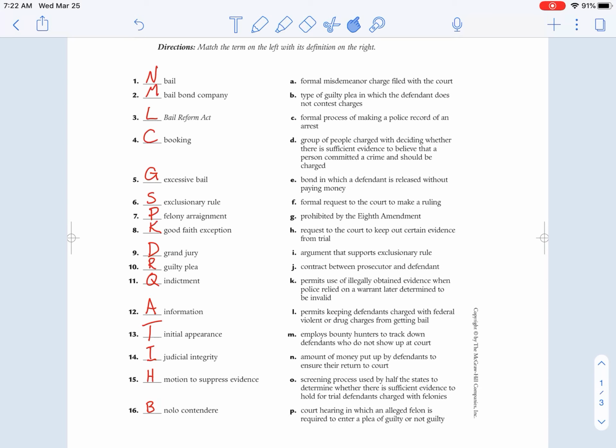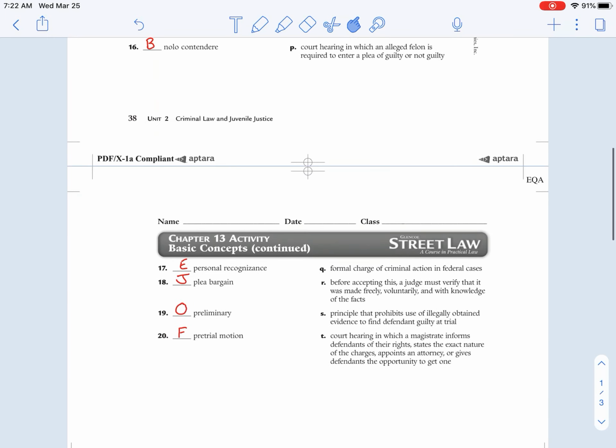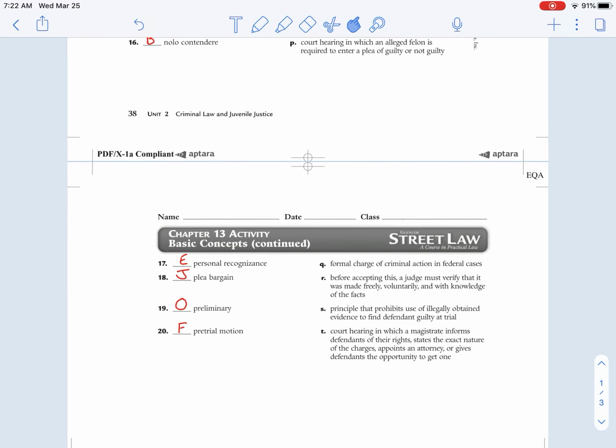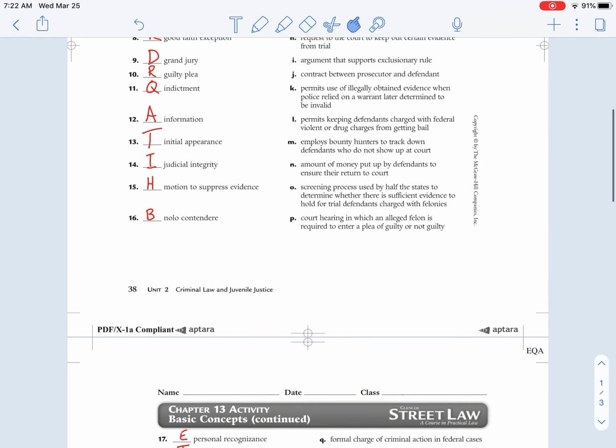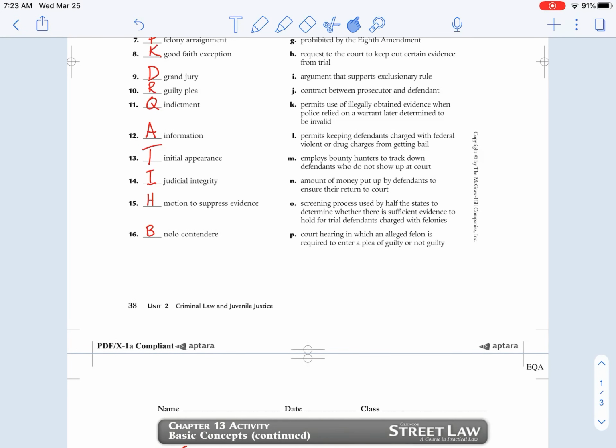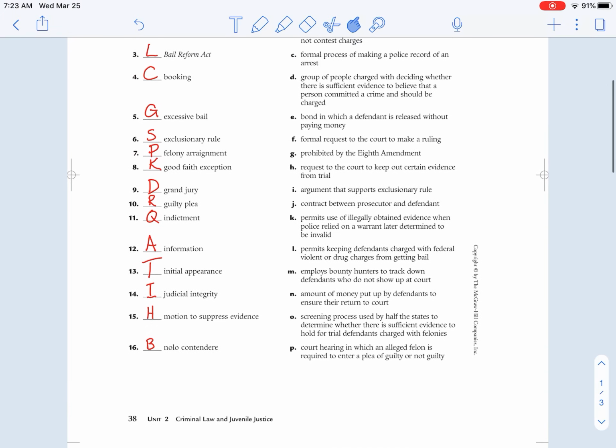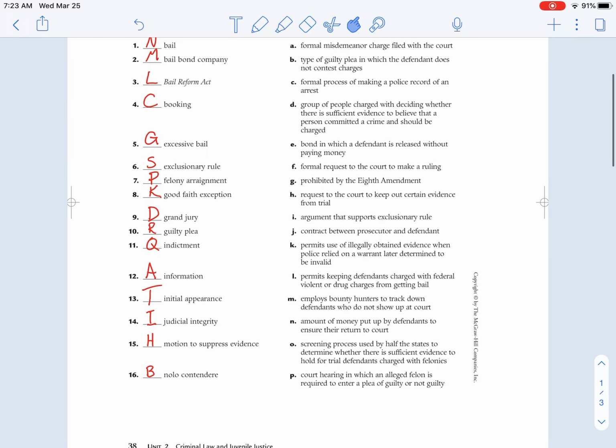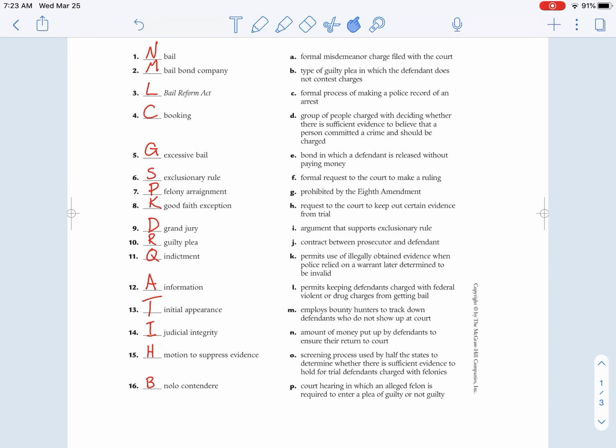Next is initial appearance, and that is T. Court hearing in which a magistrate, who is just another word for a judge, informs defendants of their rights, states the exact nature of the charges, appoints an attorney, or gives the defendants an opportunity to get one. So this is not the trial itself. This is not even entering a plea. It is just a matter of providing the defendant with the ability to find representation for him or herself, and to have all of the information provided to them.